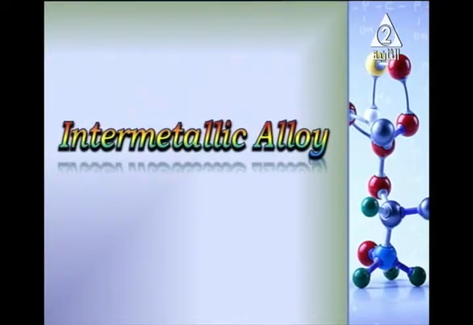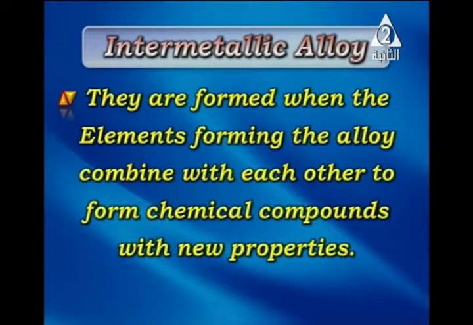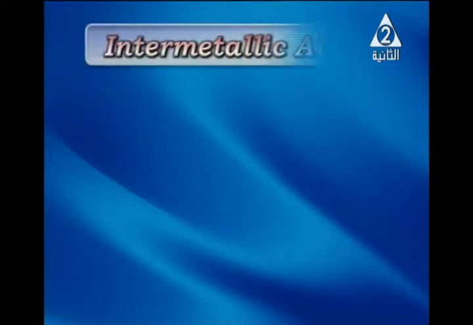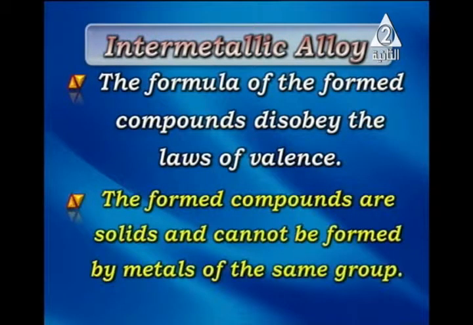Now, my dear students, we are going to discuss the third type, which is intermetallic alloy. In this type, the alloy is formed when the elements forming the alloy combine with each other to form a chemical compound with new properties. Here, the formula of the formed compound disobeys the law of valence. Also, the formed compounds are solids and cannot be formed by metals of the same group.